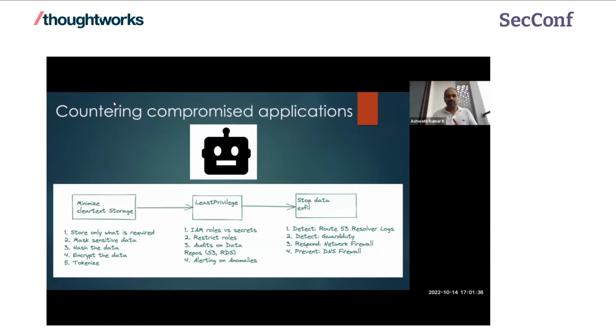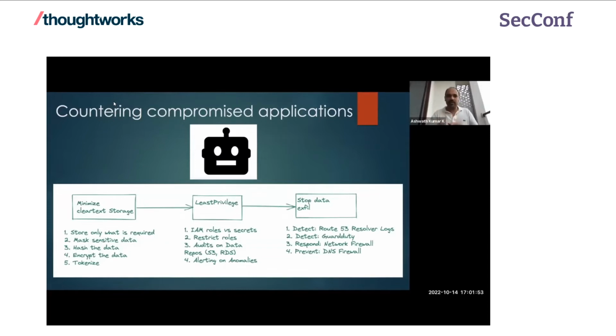So you could potentially set up alerts on those anomalies. Again, this is the work that we've started on. We haven't completed it fully, but these are the angles that we're thinking on. So this is mostly on the detect phase.